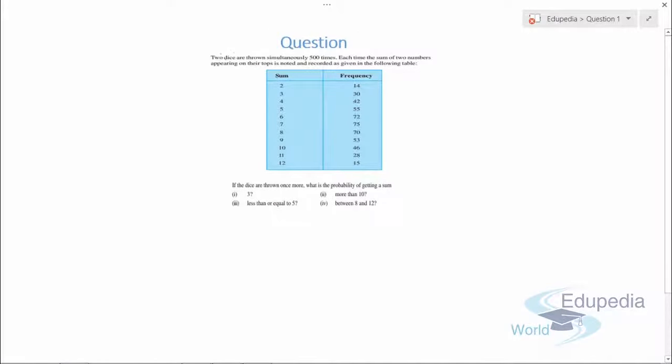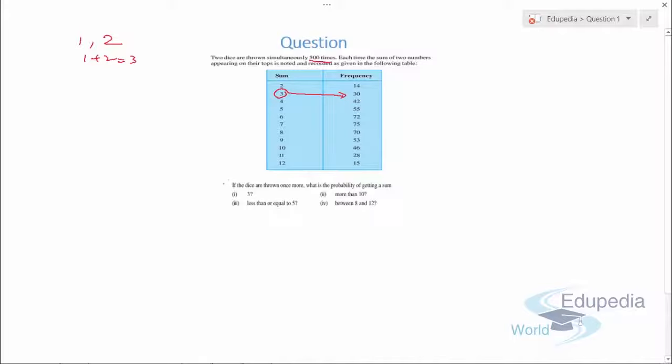Now the question says that two dice are thrown simultaneously 500 times. Each time the sum of two numbers appearing on their tops is noted and recorded as given in the following table. So let's say suppose on one die it comes 1, on another die it comes 2. So 1 plus 2 is 3. So this means the sum is 3 and the frequency is 30. So this is how the data is given. So first you need to understand what kind of data is given.